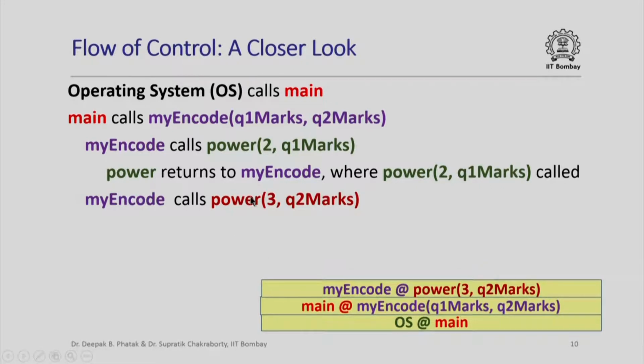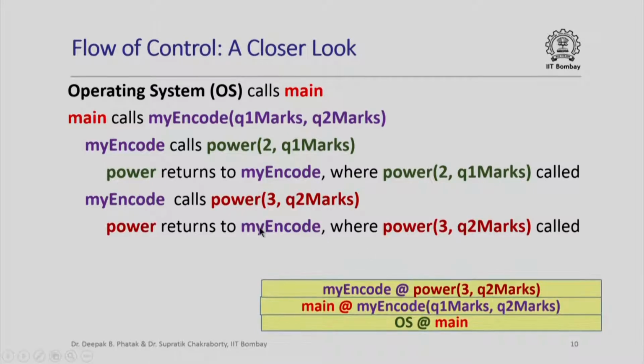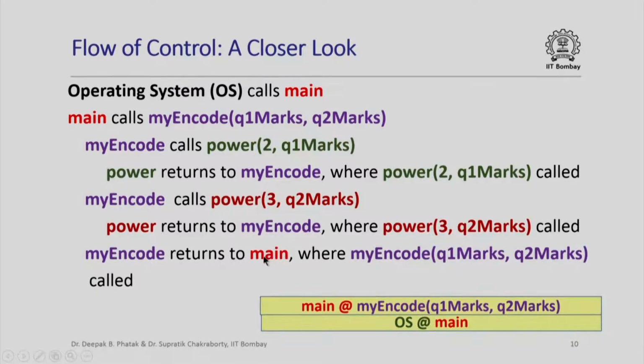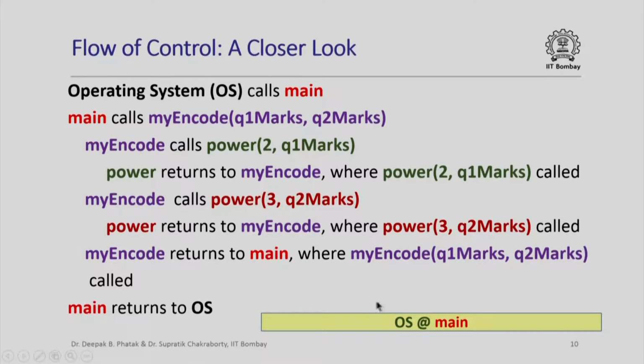Then myencode calls power again with different values of the parameters. So I store that information on top of this stack of information, because that is the latest function call that happened. When power returns to myencode, I have to see what was the latest function call, where was the function invoked, and when power returns, I will have to go back to exactly that instruction where this function was invoked, and then that entry is no longer needed. Now myencode returns to main, so I have to go back and figure out where main called myencode, and I have to go back there. After that, that entry is no longer needed, and finally main returns to the OS, after which this entry is not needed anymore.